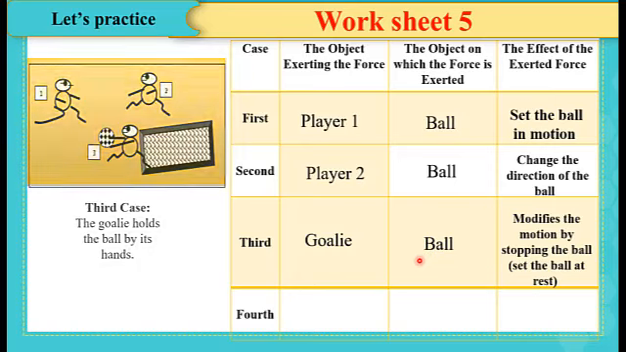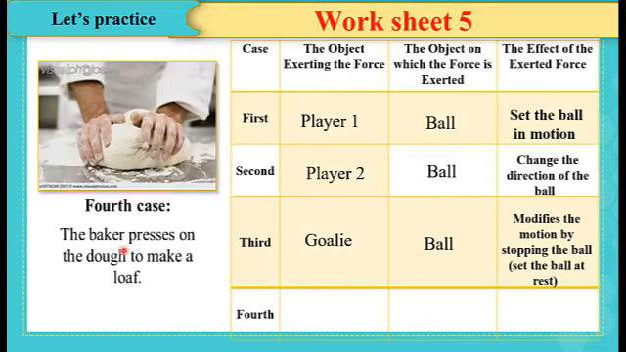Let's continue. Fourth case. The baker presses on the dough to make a loaf. Indicate the object exerting the force. Who's doing the action? The baker is doing the action. The baker is doing the action on which object? The baker is pressing on the dough, so the object on which the force is exerted is the dough. Very good. What is the effect of the exerted force? It deforms the dough shape. Very good.